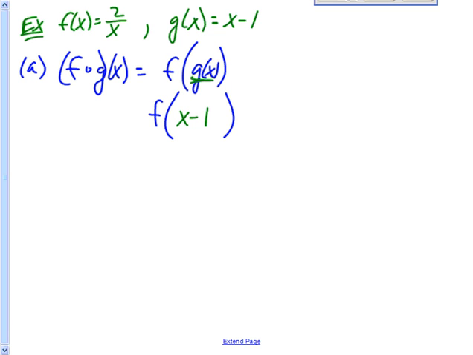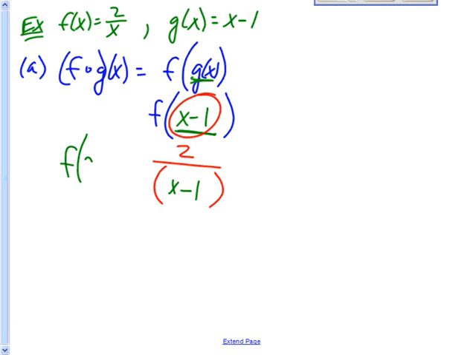X minus 1. So now x minus 1 is the input into f. So let's write f. You know how f is 2 over x? 2 over x, and I like to put a big parenthesis there for my x. But what am I plugging in for x? I'm plugging in x minus 1, right? X minus 1 right there. You know what? I'll put it in green, to keep this color coordinated for you. Okay? So f of g of x is 2 over x minus 1.